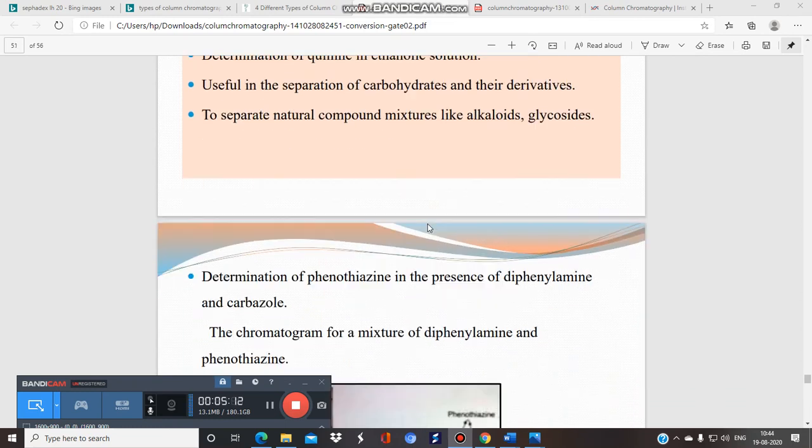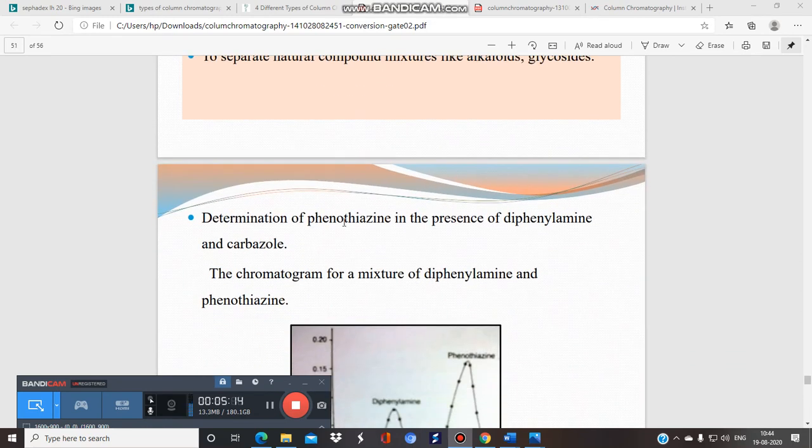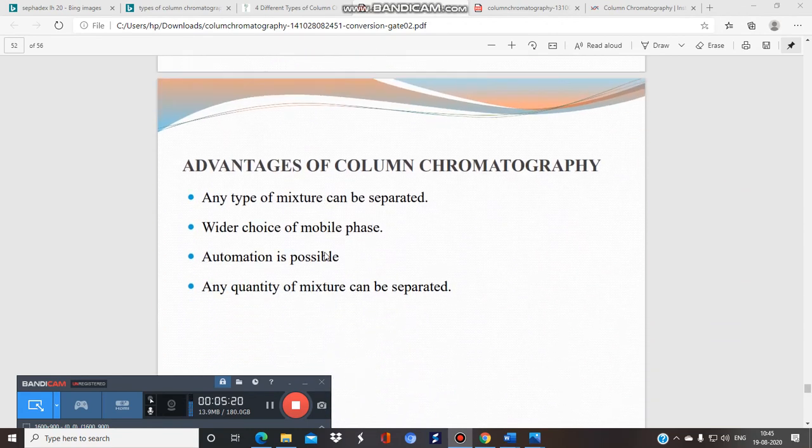Natural mixtures of alkaloids and glycosides. Again, a synthetic drug example: phenothiazine in the presence of diphenylamine and carbazole. So there are different advantages also.